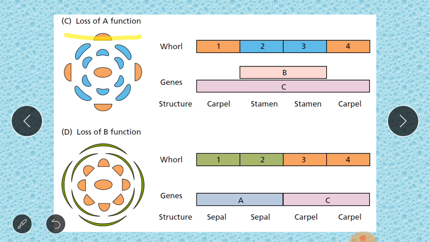In the case of B, remember that B is not antagonistic with anyone. So if B is lost, then it is lost. There is no presence of any other gene. So only A and C are present. Then sepal, sepal, carpel, carpel is present.